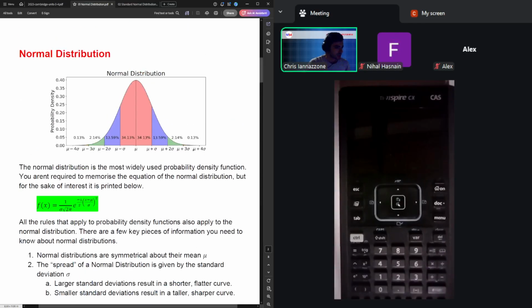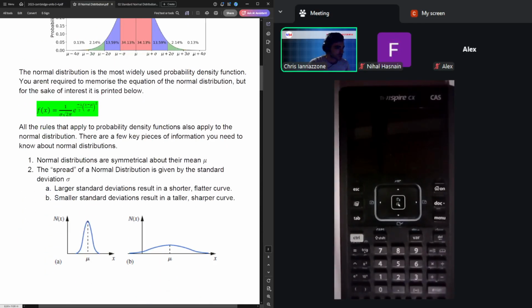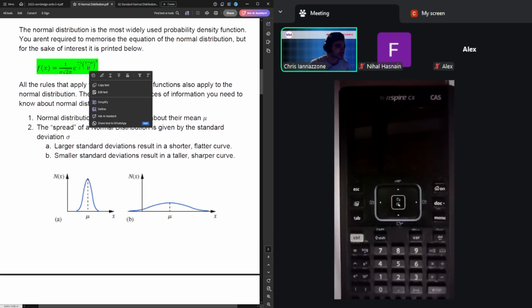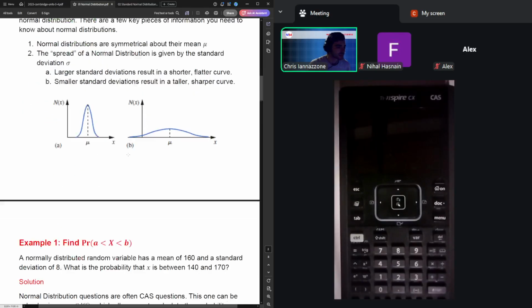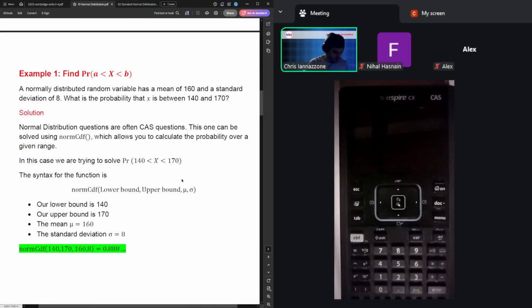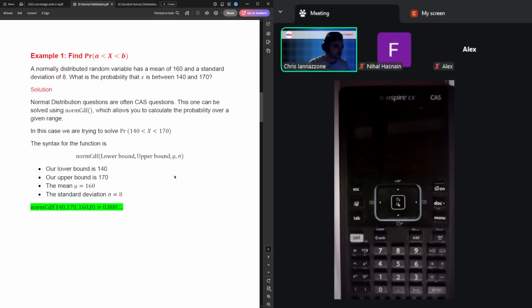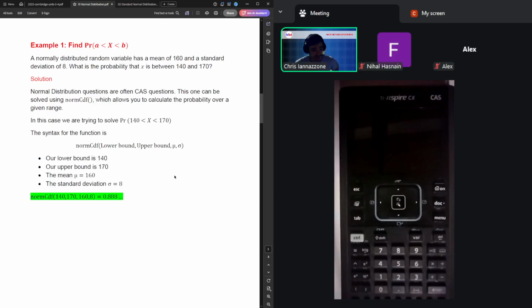But cool, okay, so that's the basics of the normal distribution. Again, you don't need to have this function memorized at all, but it's kind of nice to see how it all plays together. So, how do we normally solve normal distribution questions? Typically, these are CAS questions. There are CAS inbuilt functions that will do the normal distribution for you. The most common kind of question is going to be to find a probability between some upper and lower bound. A very typical wording of it is going to be as follows.